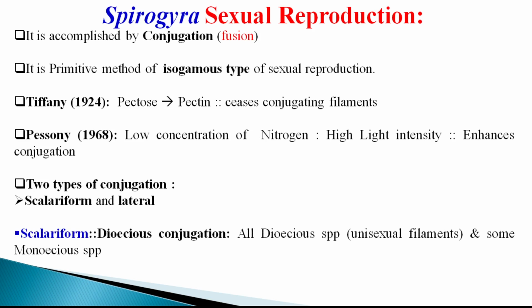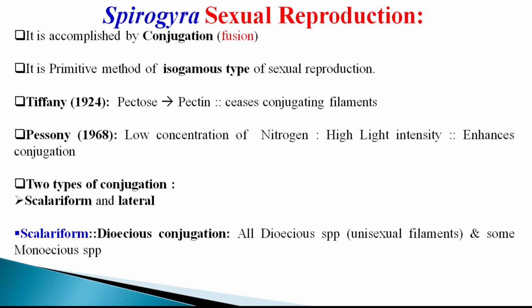When we talk about Scalariform conjugation, it is common in occurrence, and it takes place between the opposite cells of two neighboring filaments. It is also known as dioecious conjugation. It is seen in all dioecious species, that means species in which filaments are unisexual. There are very rare cases in monoecious species where dioecious conjugation may also be recorded, but such cases are very rare.